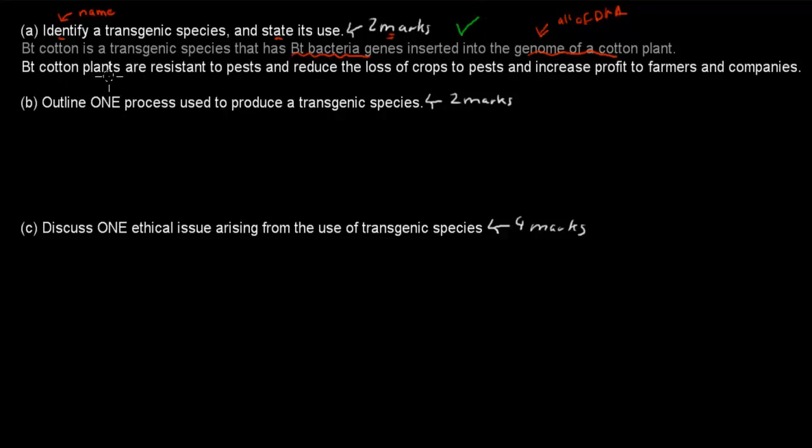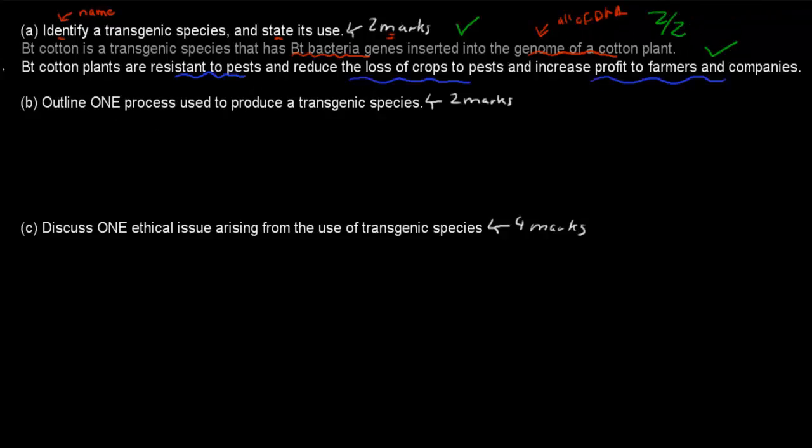So Bt cotton plants are resistant to pests and reduce the loss of crops to pests and increase the profit to farmers and companies. Because they're resistant to pests, that means we have less crops eaten by pests, and therefore farmers and companies make more profit. So that was their use. So it gets you 2 marks out of 2 so far.